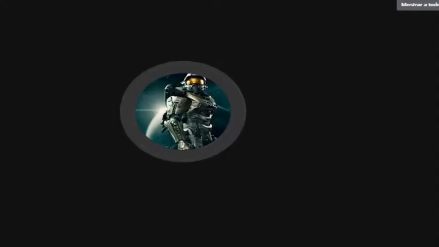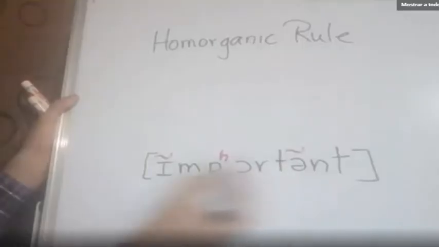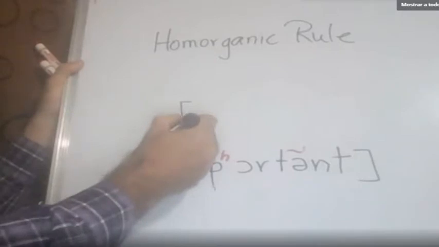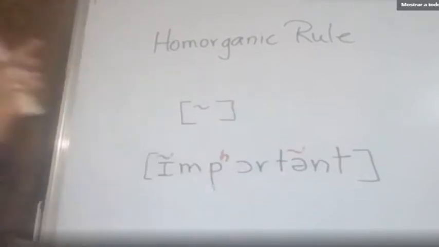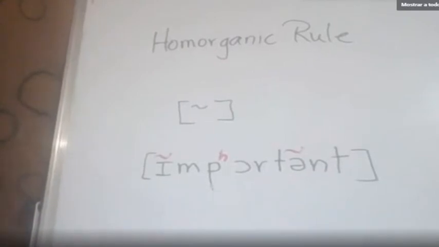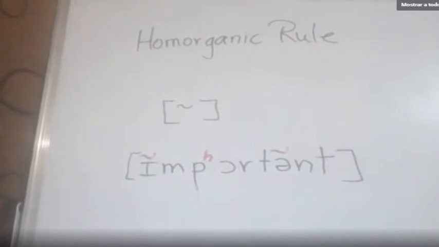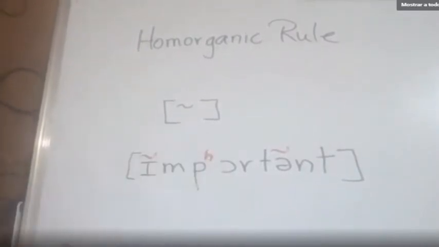Hold on a second, Professor. What is the example of the nasalization, the one you have there? Yes, here we have two examples. The graphic representation for nasalization is this on top of the vowel sound. Just put it on top of the vowel and then immediately it becomes nasalized.